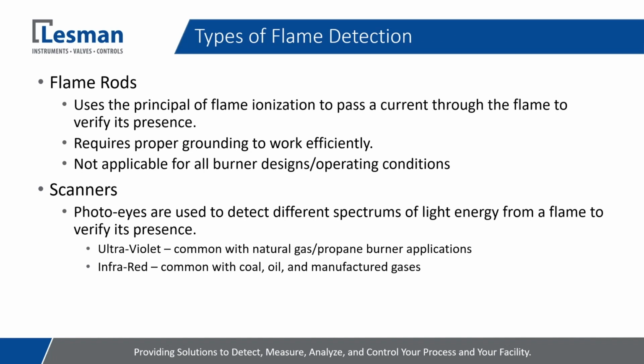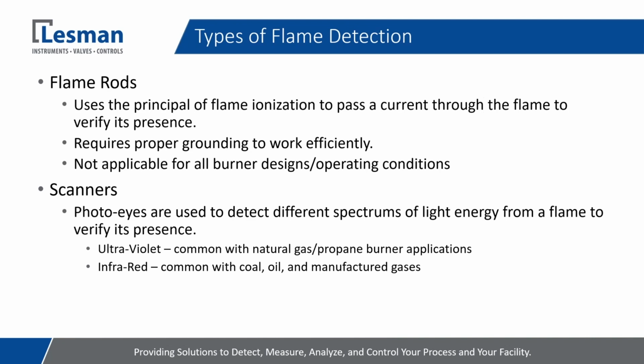So just real quick, we're going to go over flame detection, just because it's important to understand how these things could fail and what to look for. So the flame rods use the principle of flame ionization, right? There's positive and negative ions that are being exchanged in that flame that'll allow for current to pass through if it's present.